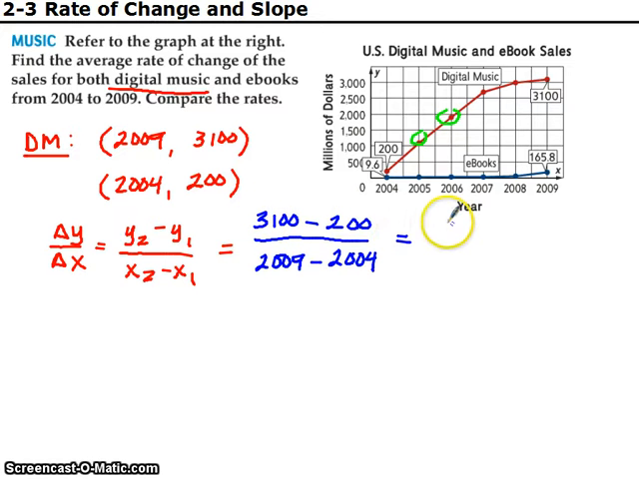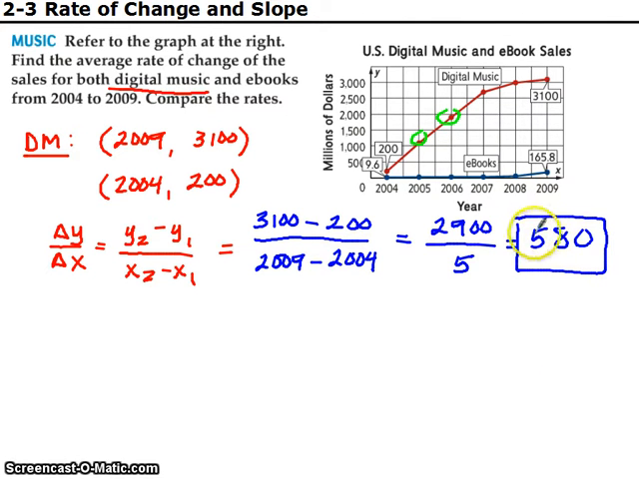So 3100 minus 200 is 2900. 2009 minus 2004 is 5. We want to actually divide this out. So 5 goes into 29 5 times. That leaves you at 25, so that leaves you at 40, goes in there 8 and 0. So that's going to be 580 is our rate of change. So every year it's going up by 580 sales. You guys try the ebooks, then unpause it and see if you came up with the right answer.